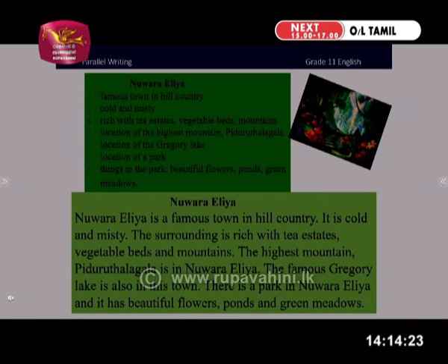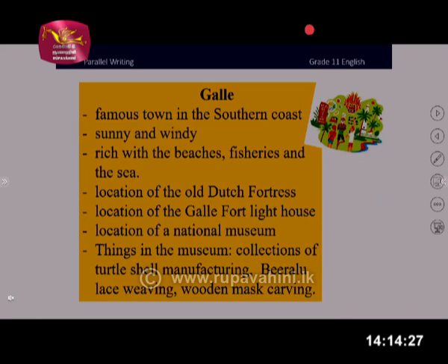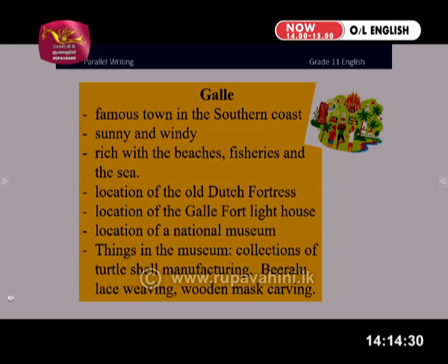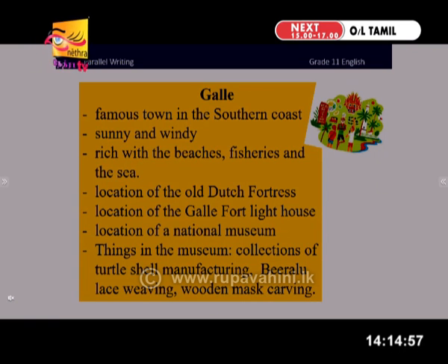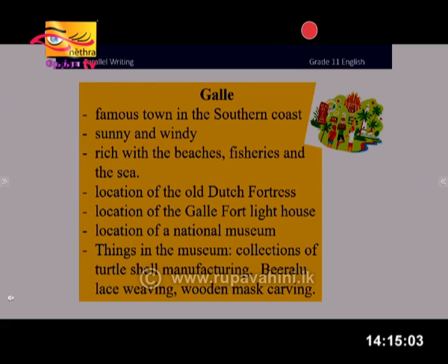Galle, a famous town in the southern coast of Sri Lanka. Right? Slowly read through the facts given on the slide and see whether you can build your paragraph. Don't worry, there is help from me for sure. Let's read this quickly. Famous town in the southern coast, sunny and windy, rich with beaches, fisheries and the sea. Location of the old Dutch fortress, location of the Galle Fort Lighthouse, location of a national museum, things in the museum: collection of turtle shell manufacturing, Biralu lace weaving, wooden mask carving.